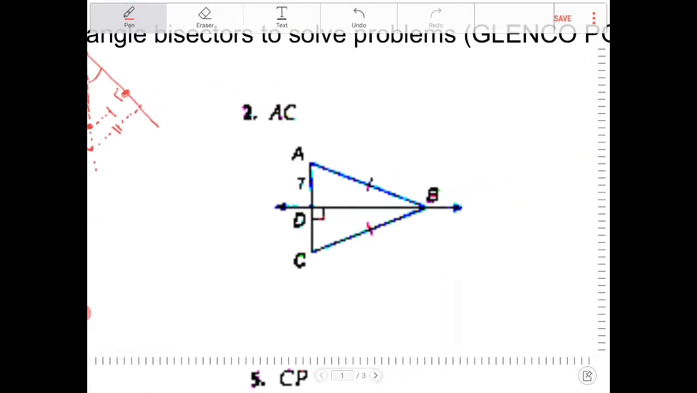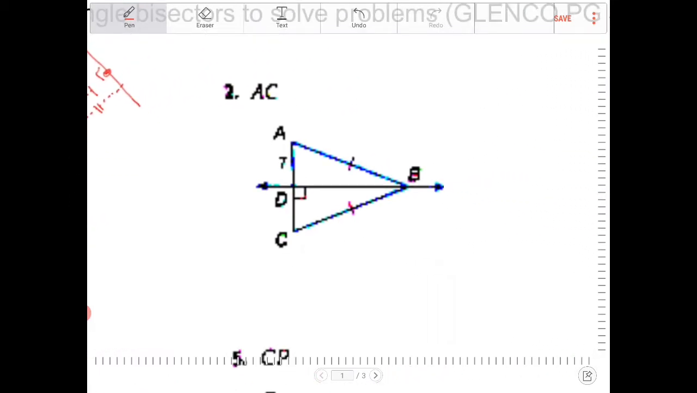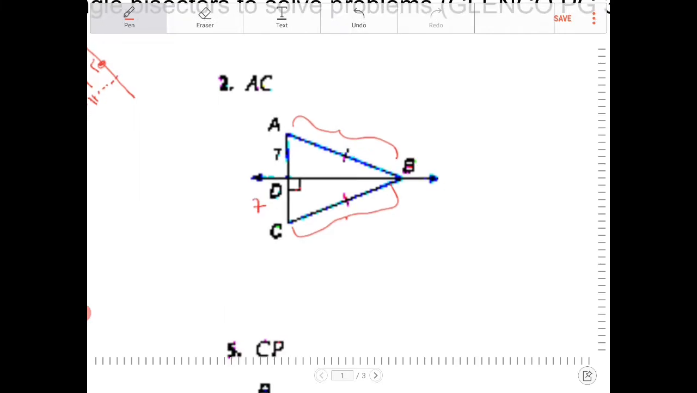Let's take a look at number 2. In this case, this is again a perpendicular bisector because these two sides are the same. So if those two sides are the same, that means these two sides are going to be the same. And if those are the same, then these angles over here are also going to be the same, and these angles over here are also going to be the same. So anyway, AC is going to be equal to 14.